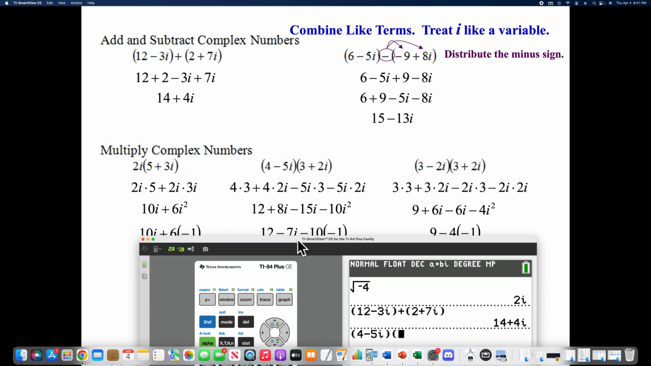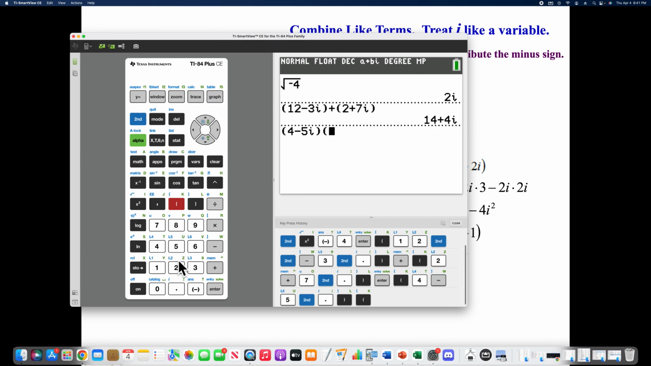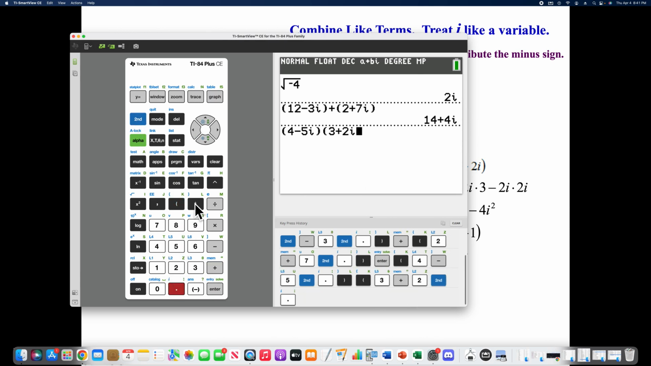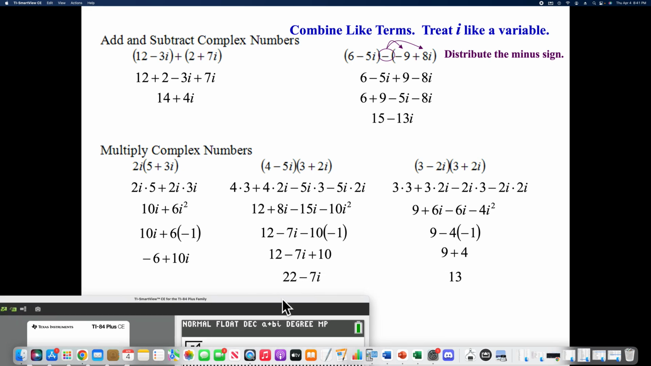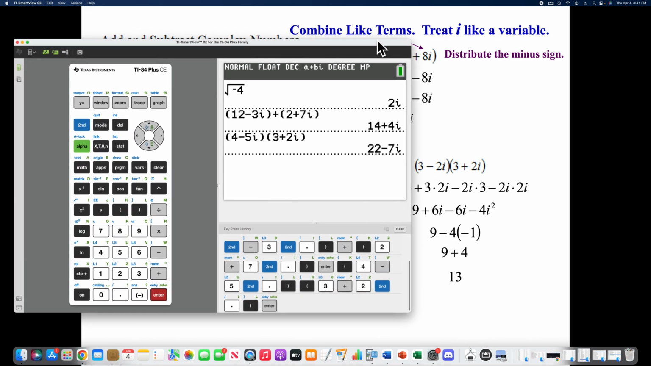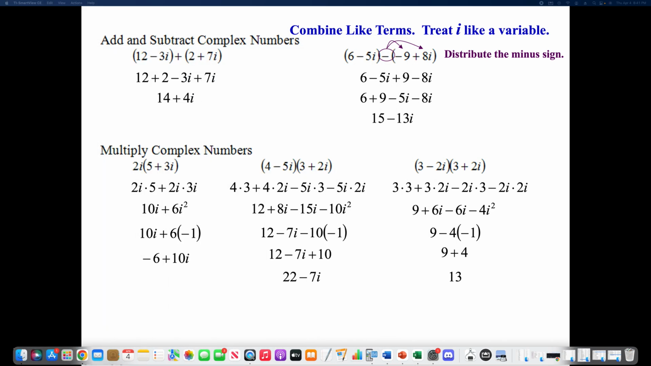And that was my next complex number, 3 plus 2i. It actually FOILs it all out together and gives you the 22 minus 7i, just like we had in our answer. So it's very wise to have your calculator checking everything out for you.